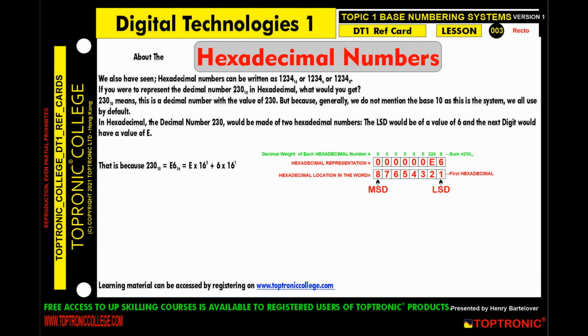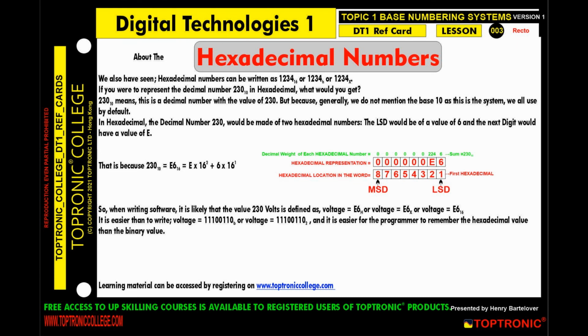So, when writing software, it is likely that the value 230 volts is defined as voltage equals E6 base H, or voltage equals E6 base X, or voltage equals E6 base 16. It is easier than to write voltage equals 11100110 binary, or voltage equals 11100110 base 2, and it is easier for the programmer to remember the hexadecimal value than the binary value.